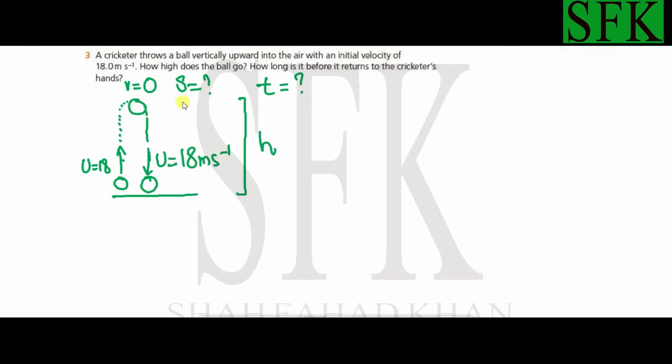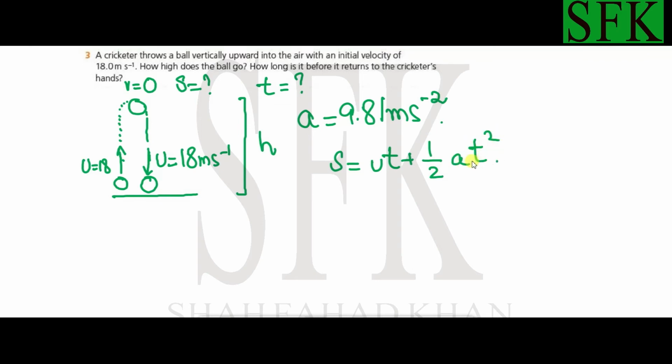So we can use an equation of motion. We know that the acceleration is fixed for free falling motion, 9.81 meters per second squared. So we can just use the formula s is equal to ut plus half at squared. Oh no, we can't use this because we don't have time. My bad. We don't have the value of time. But we can use the formula v squared equals u squared plus 2as.